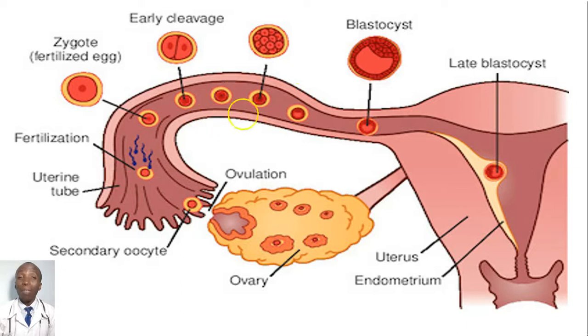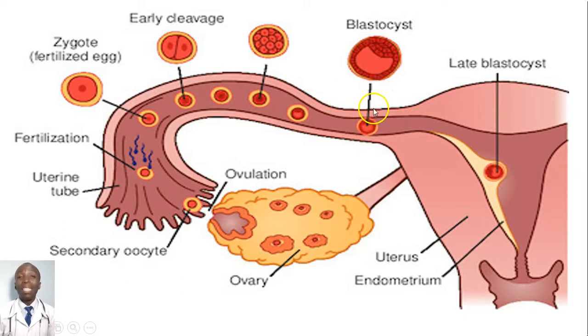So once, assuming that your tubes are not blocked, you don't have adhesions, you don't have any issues in your tubes, this egg that is fertilized is now being called a blastocyst. Remember, at first it was dividing into two. It divided, it formed a ball-like structure, and it was called the morula. Now it is being called a blastocyst.